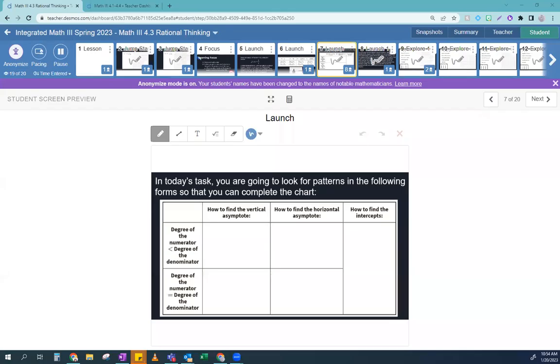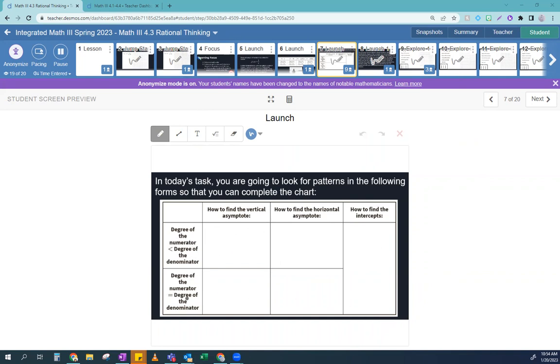All right, so today we're going to continue on with 4.3, which is called rational thinking. And here's our task for today. Our job for today is to go look for patterns so that we can fill out this chart. We're looking at how to find vertical asymptotes, horizontal asymptotes, and intercepts. We're wondering if the degree of the numerator is less than the degree of the denominator. What does that imply for us?